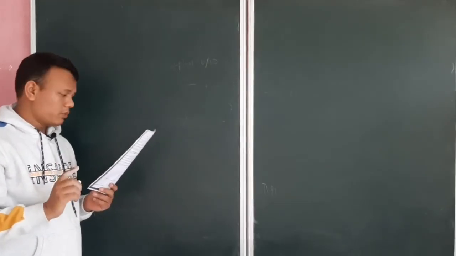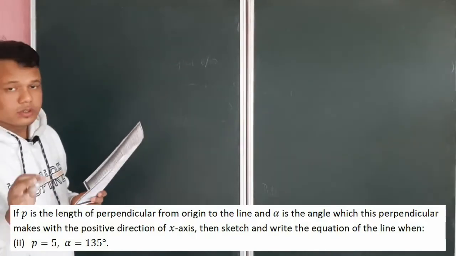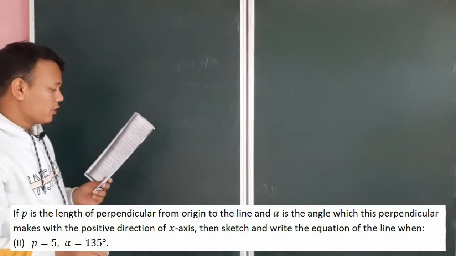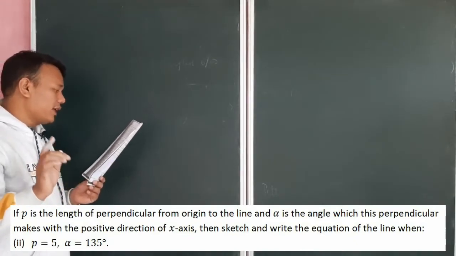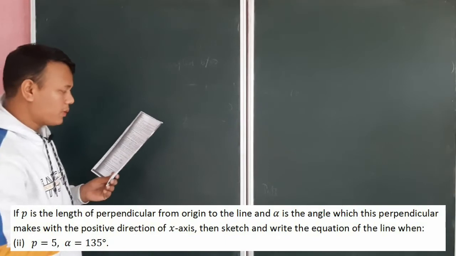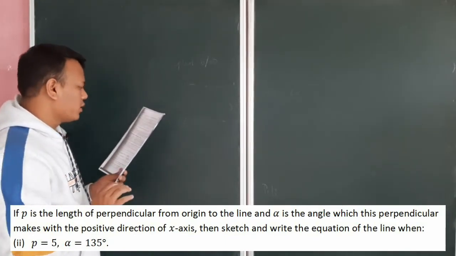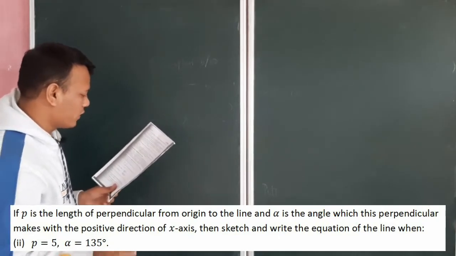Let me take question number 13. I am taking sub number 2 for you, because there you will come across something called 135 degrees. As usual, P is the length of the perpendicular from the origin and alpha is the angle which this perpendicular makes with the positive direction of the x-axis.